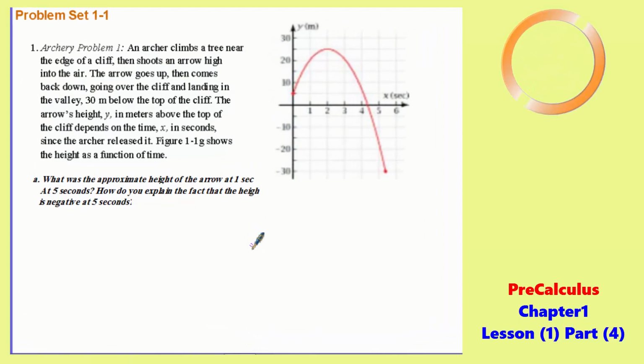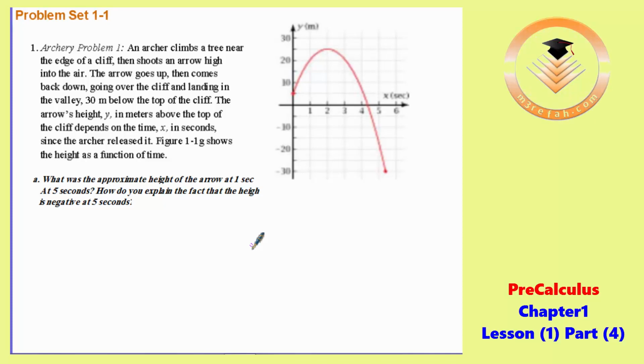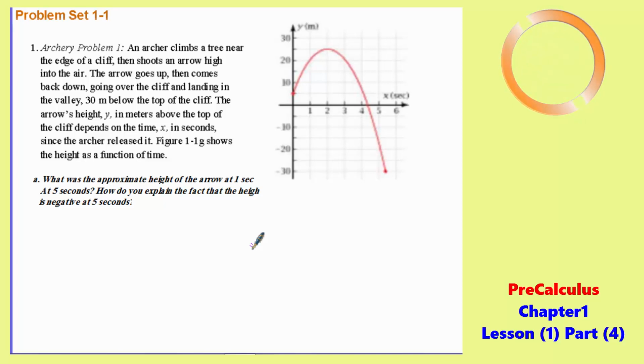Hello everyone. In this lecture we're going to answer at least two questions from problem set 1-1, which is in chapter 1, lesson 1-1 of your book, Precalculus with Trigonometry. The question is an archery problem. So, archery problem number 1.